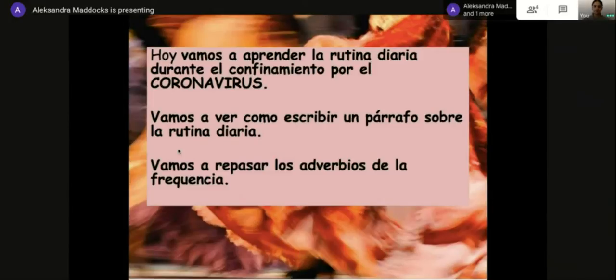And finally, vamos a repasar los adverbios de la frecuencia. We are going to revise los adverbios, you can guess means simply adverbs, of frequency.